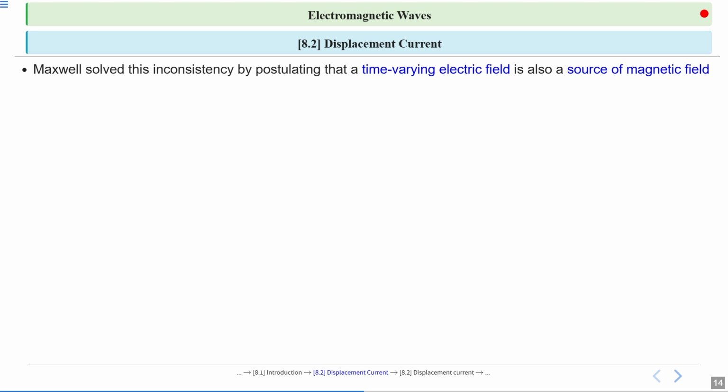Maxwell solved this inconsistency by postulating that a time varying electric field is also a source of magnetic field. He gave the postulate that the time varying electric field, that is, the electric field varying between the plates of the capacitor, is a source of magnetic field. How it is a source of magnetic field, we are going to see.